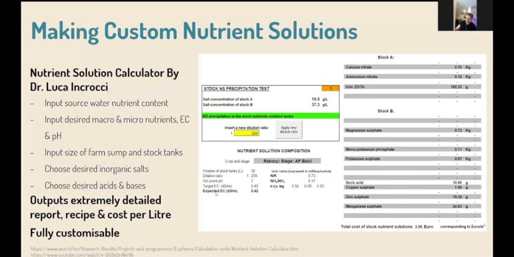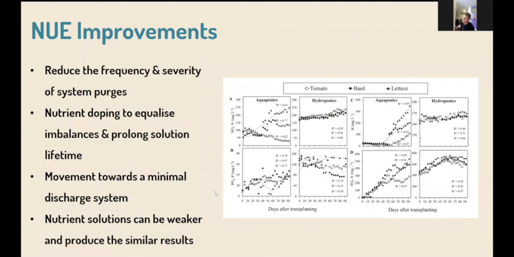And it also tells me if I'm going to run into any issues, like am I going to have any precipitation because I'm using the wrong things, and it'll suggest corrections to me. It's fully customizable and it's extremely powerful. So it can be used to either make a brand new solution, totally custom to your crop, or if you want to find out how much you need to dope your spent solution with to make it reusable again, you can use this. It's really good.